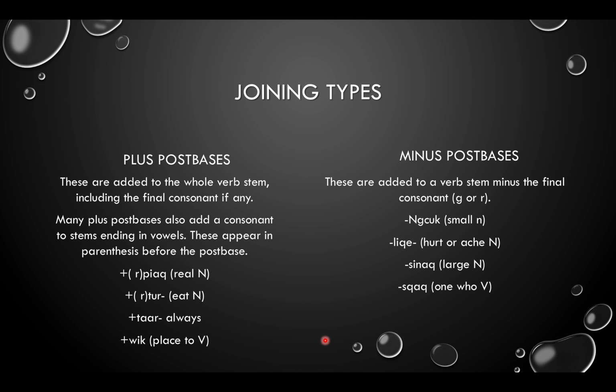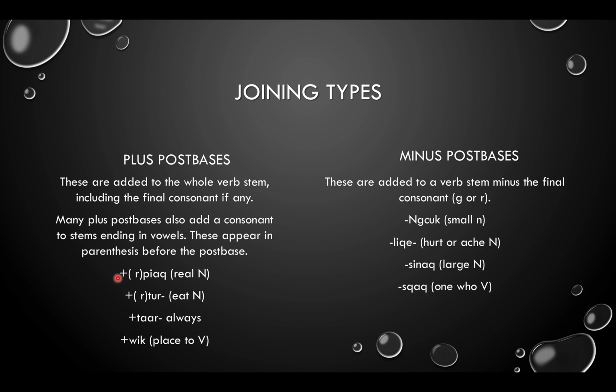The first two are plus and minus postbases. Plus postbases are added to the whole verb stem, including the final consonant, if any. Many plus postbases also add a consonant to stem endings in vowels. Those appear in parentheses before the postbases. Now, after we talk about assimilating postbases, there is a whole bunch of examples. So we'll talk about what that means, but I can show you here.